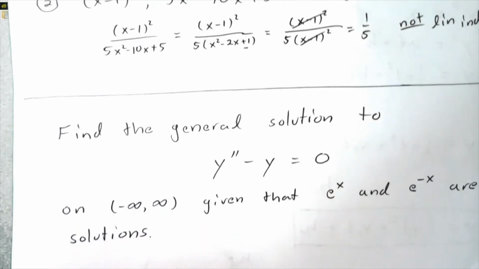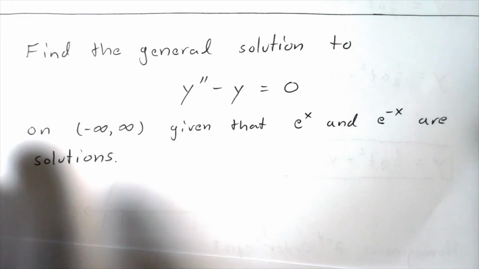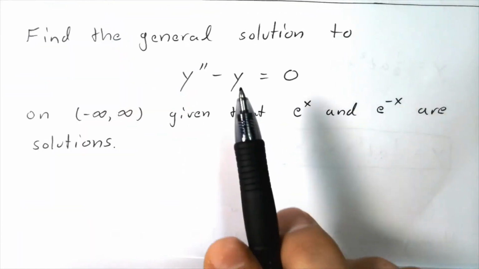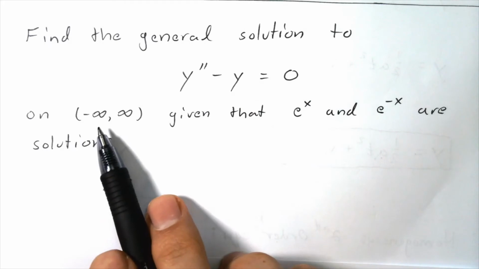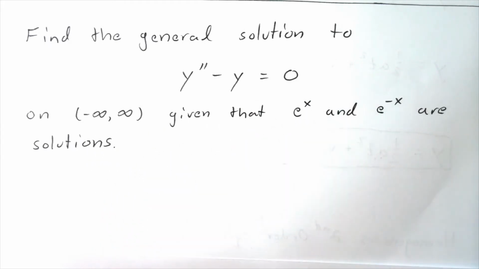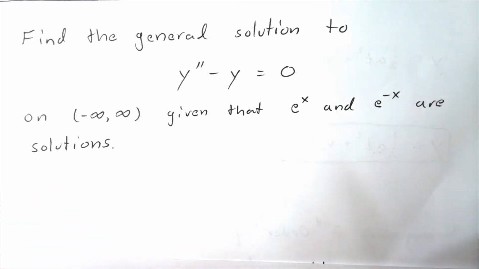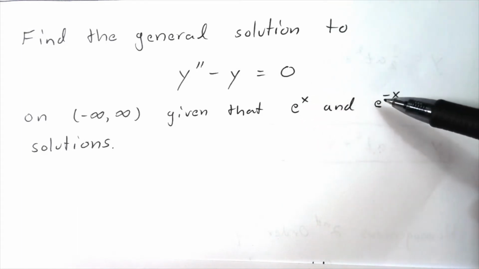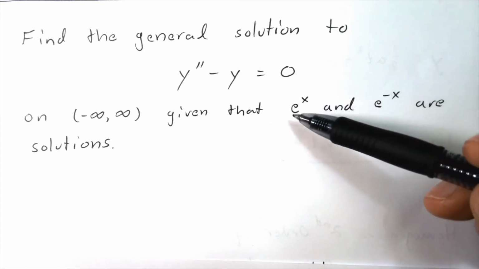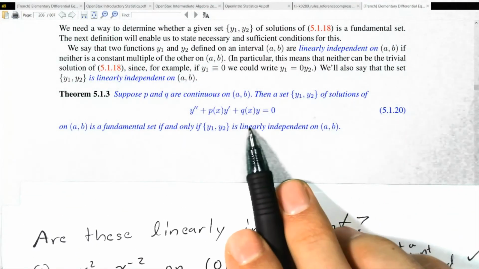Let's do a problem. Find the general solution to this differential equation on this interval, given that e to the x and e to the minus x are solutions. So you're given two solutions. Find the general solution. Well, first of all, let's see if these constitute a fundamental set. The theorem says we just need to check to see if they're linearly independent.